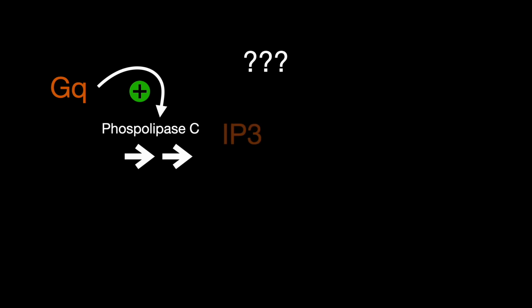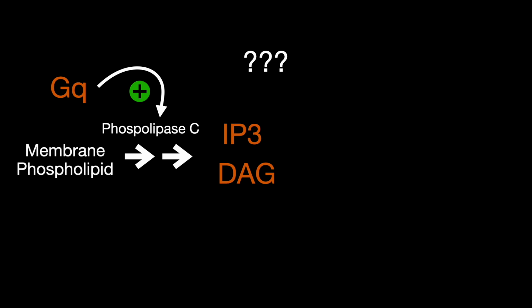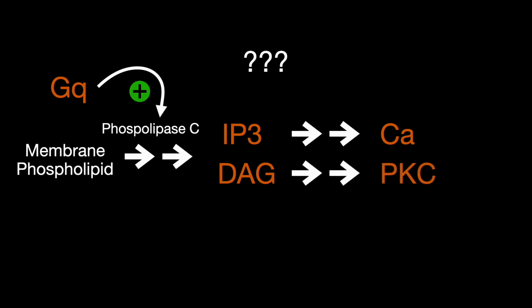When GQ-coupled receptors are activated, the GQ pathway uses the enzyme phospholipase C, not the adenylyl cyclase enzyme. When phospholipase C is activated, inositol triphosphate and diacylglycerol are produced from membrane phospholipid. Increased inositol triphosphate leads to the rise of the calcium, and increased diacylglycerol leads to the rise of the protein kinase C. Let's set up the equation then. GQ equals quassatio.